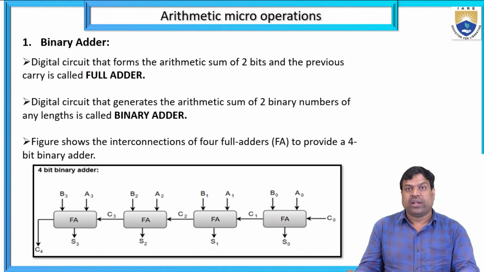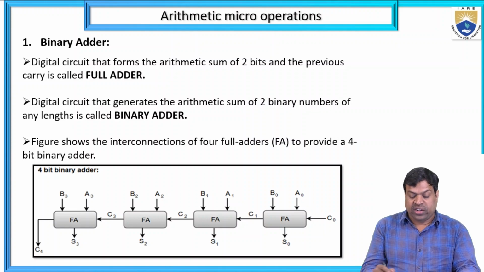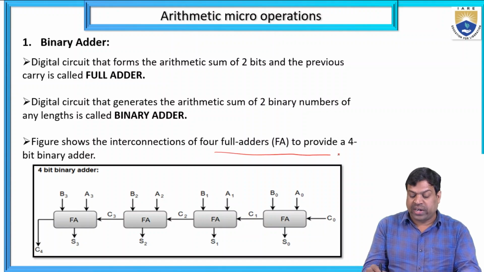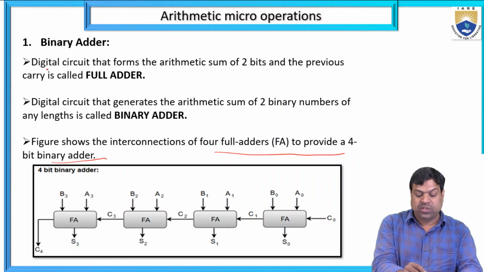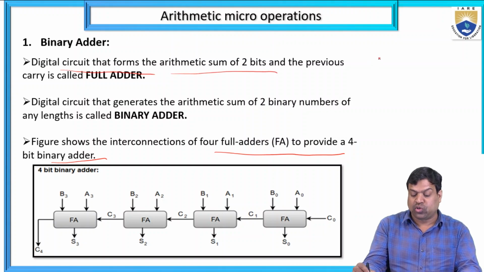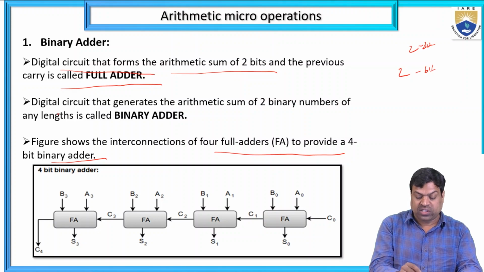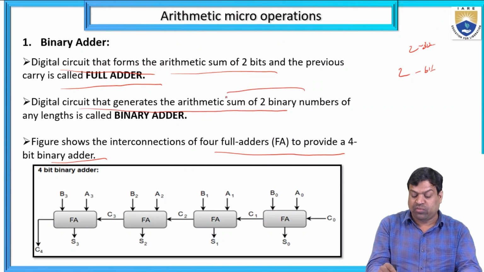So the next one is the binary adder. The digital circuit that performs the arithmetic sum of 2 bits and the previous carry is called a full adder. The digital circuit that generates the arithmetic sum of 2 binary numbers of any length is called a binary adder. The figure shows the interconnections of 4 full adders to provide a 4-bit binary adder. So the 2 bits and the previous carry are called 3 inputs. Total how many? 4 bits.